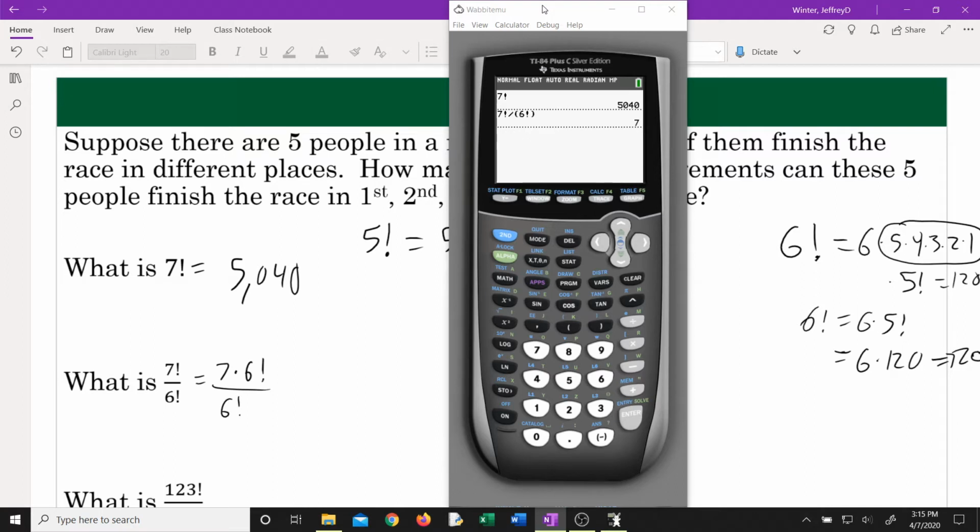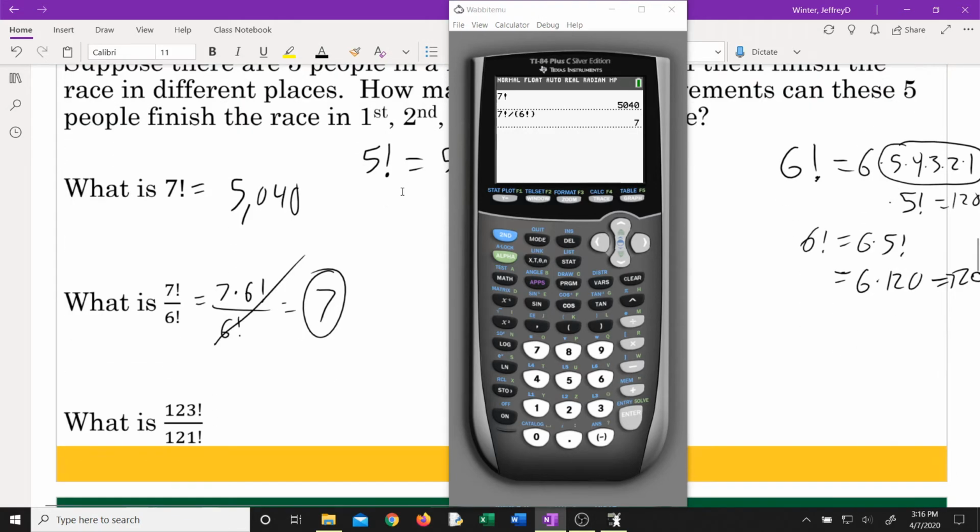So if I'm dividing both by 6 factorial, the 6 factorials cancel. This gives me nothing else except for 7 in the numerator, and I guess technically 1 in the denominator, so 7 divided by 1 is just 7. So that is why I have that as my answer.